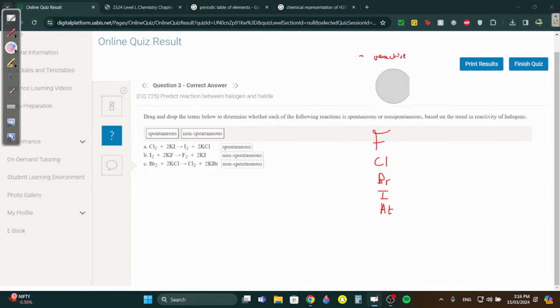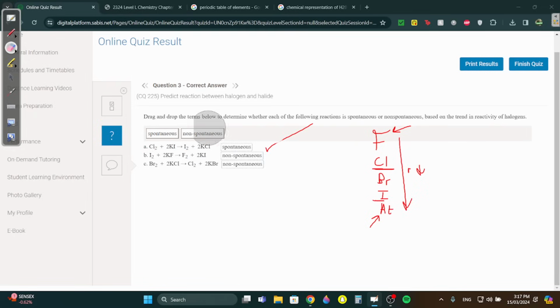Okay, in the halogens, as you go down, the reactivity decreases. The most reactive is fluorine, and the least reactive is astatine. Let's look here. Cl2 plus 2KI. They try to confuse you with the K. Okay, forget about the K. Now what we're looking for here is the halogens, right? So we're looking at the Cl and we're looking at the I. Which one's my neutral one? It's Cl. And you know the neutral one's supposed to be more reactive. Is Cl more reactive than I? Yes, it is. It's above I. This is correct. It's spontaneous.